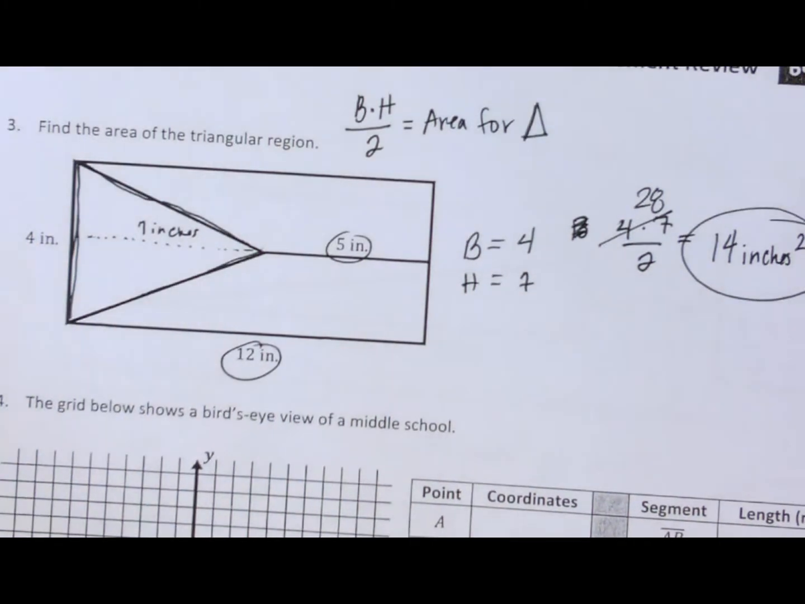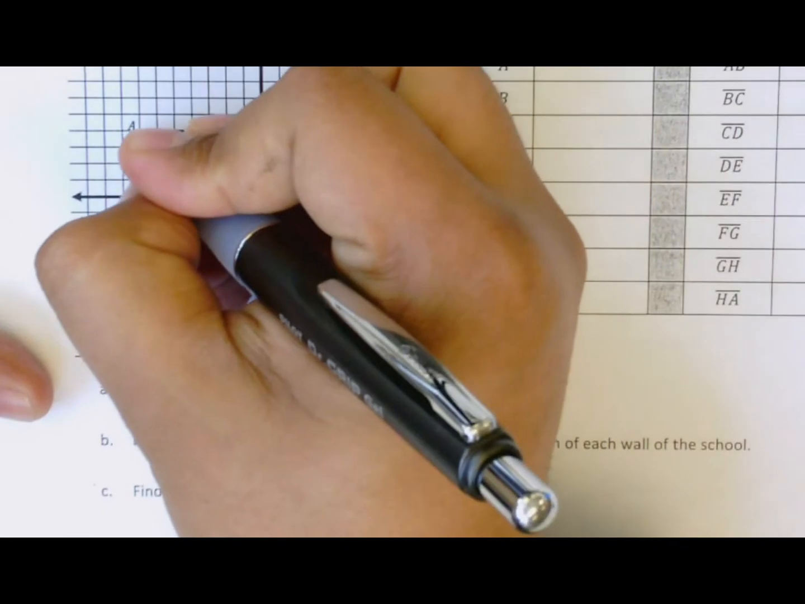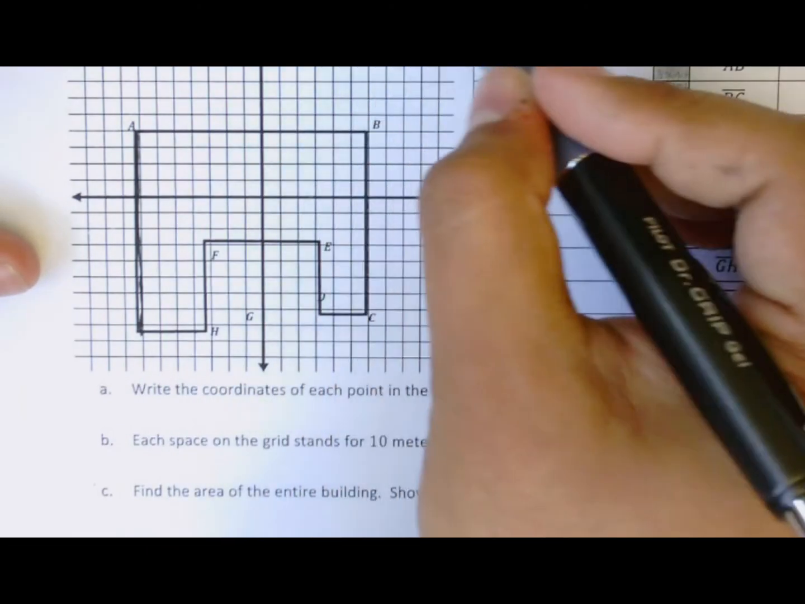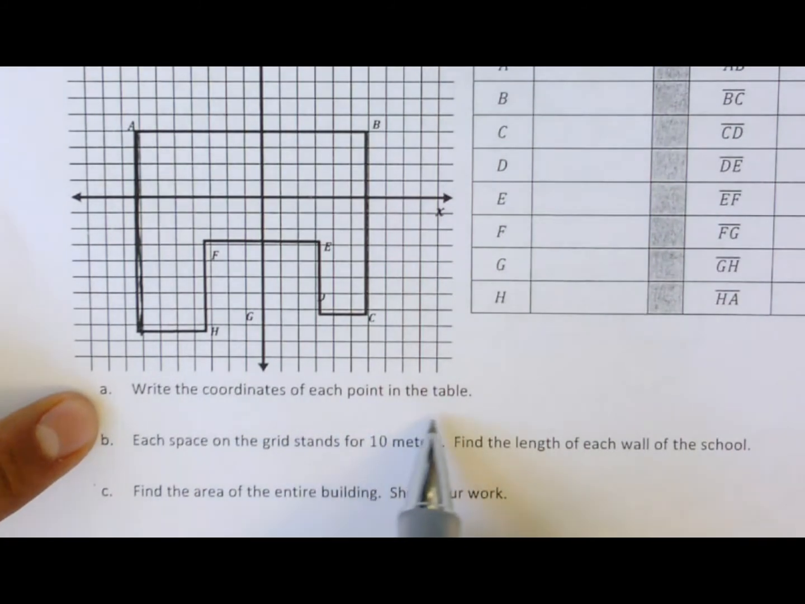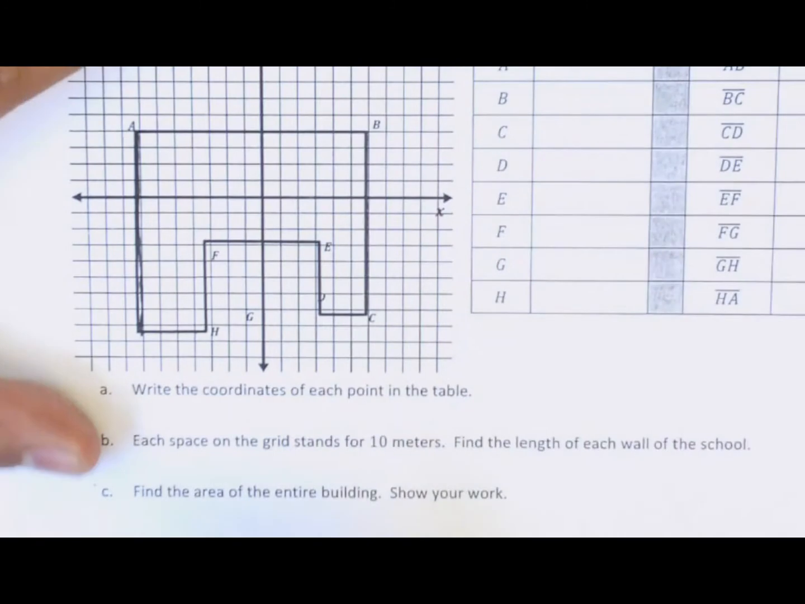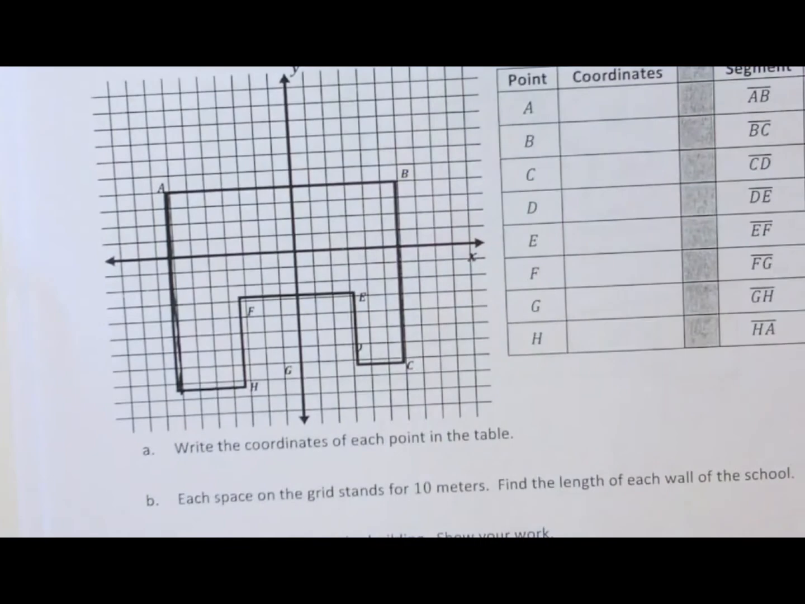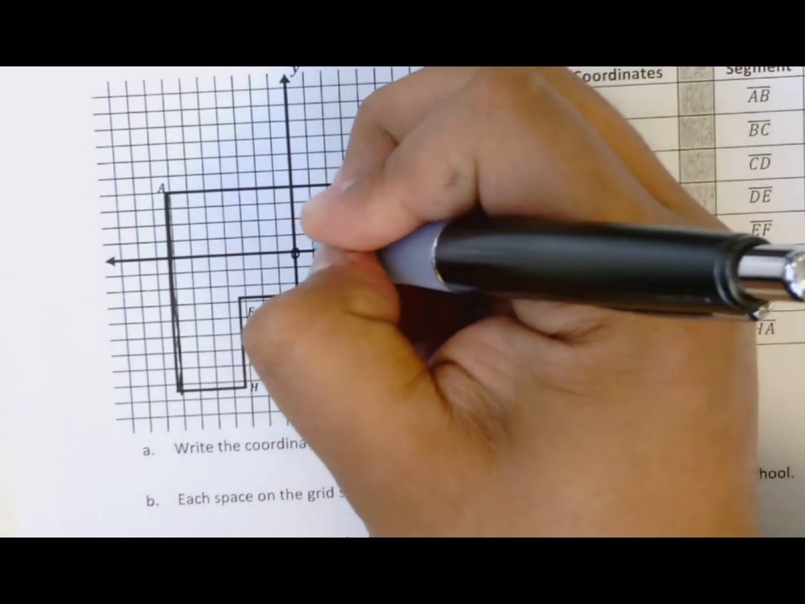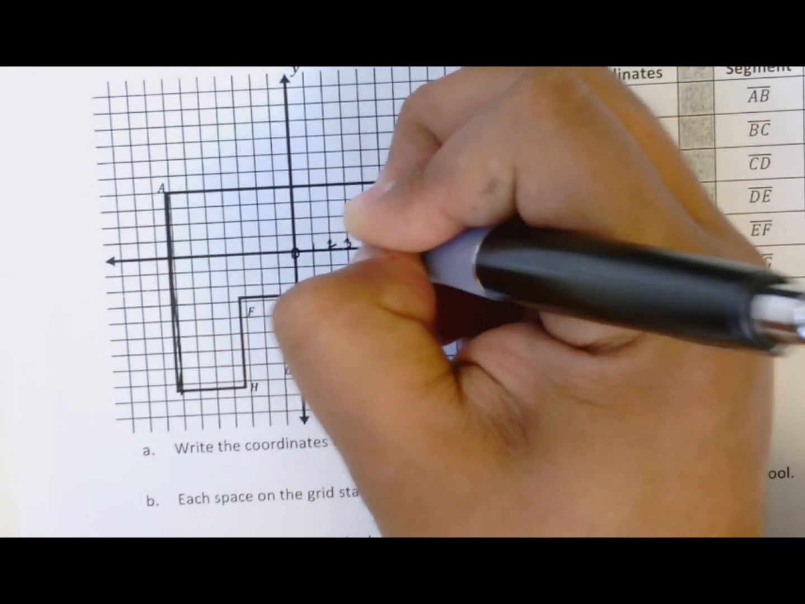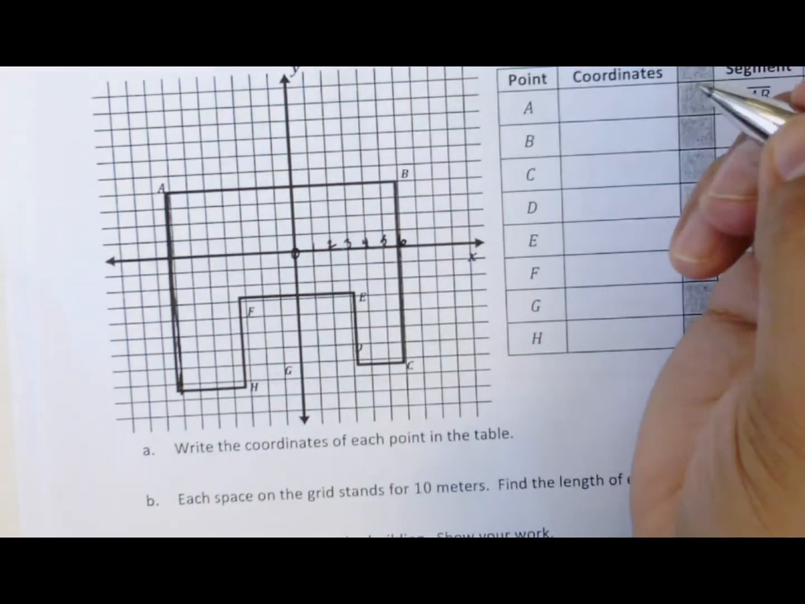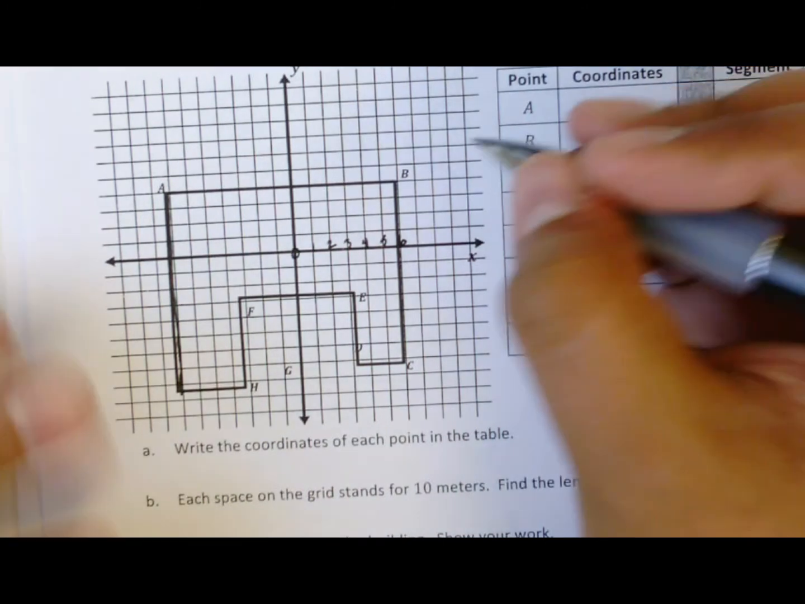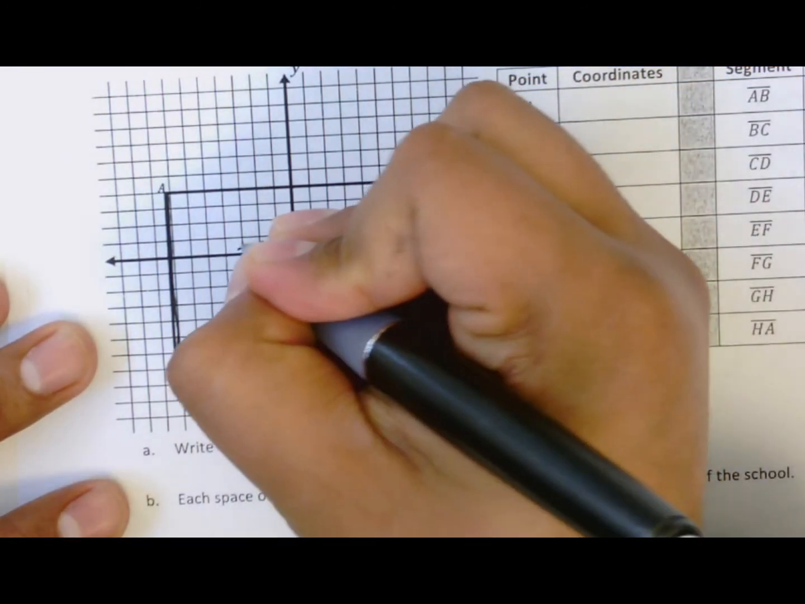All right, make sure you guys are paying attention, please. Last question before we go to lunch. The grid below shows a bird's eye view of the middle school. Write the coordinates of each point on the table. Before anything else, do I need to number all these? Yes, I do. Am I going to number all the way, or do you think I just want to number all the way where the shape is? That's thinking smart, not hard.